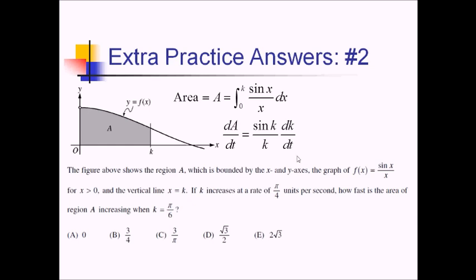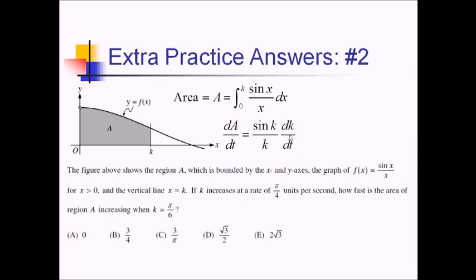So what are we looking for, and what do we have? Well, they wanted to know how fast the area of A is increasing. So that's dA over dt. We actually already have that isolated. So that means we need to plug in stuff for k and dk over dt. This whole fraction here is its own kind of thing that we have to put something into.